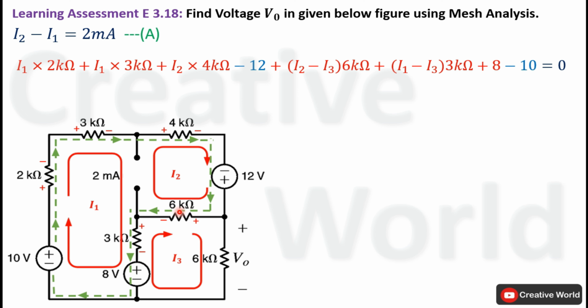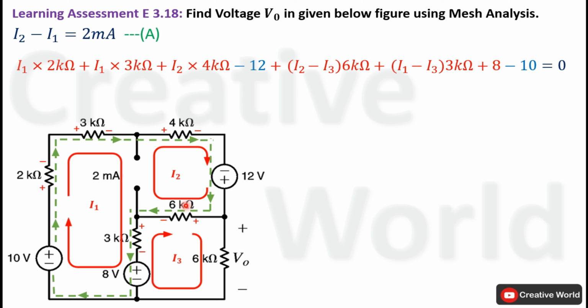Now two currents are passing through this 6 kilo ohm resistance. One is I3 and the other one is I2, because this resistance is in common with two meshes. So the current through this 6 kilo ohm resistance will be equal to the difference of these two currents. Now we are considering the voltage across this 6 kilo ohm resistance according to the direction of current I2.